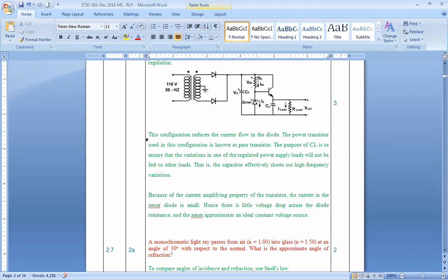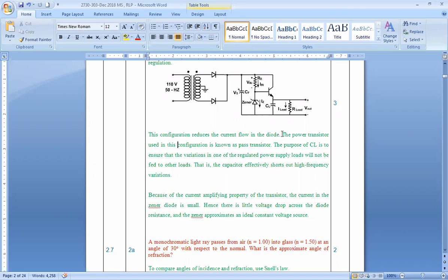This configuration reduces the current flow in the diode. Because of this configuration, there is going to be a reduced current flow. If there is a reduced current flow, then the range of operation of this Zener diode is also going to be reduced, so ultimately current is also reduced in the Zener diode. If the currents are reduced, then obviously we should understand that it has been able to successfully reduce the voltages, because currents are because of voltages, right?